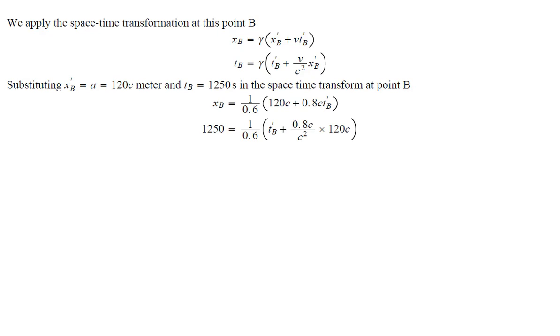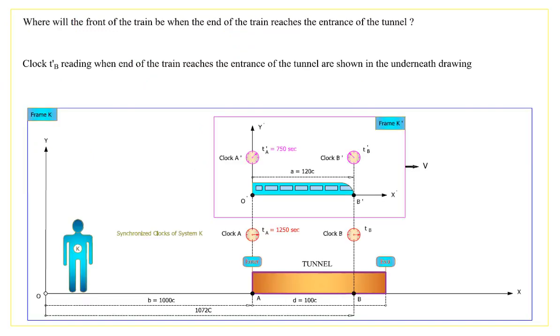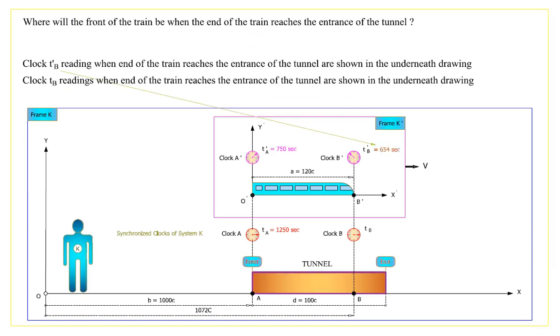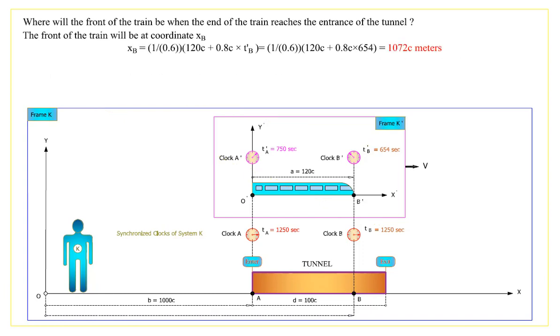Substituting x prime b equals a equals 120 c meters and tb equals 1250 seconds in the spacetime transform at point b, we obtain time t prime b equals 654 seconds. Clock t prime b reading when the end of the train reaches the entrance of the tunnel is shown in the underneath drawing. Clock tb readings are shown in the underneath drawing. The front of the train will be at coordinate xb equals 1072 c meters.